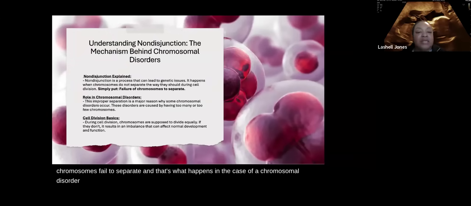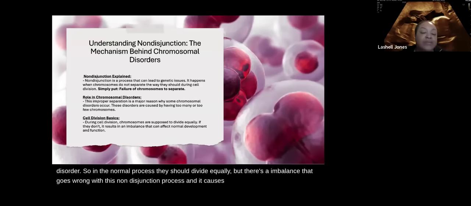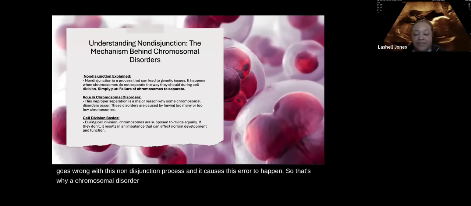So, in the normal process, they should divide equally, but there's an imbalance that goes wrong with this nondisjunction process, and it causes this error to happen. So that's why a chromosomal disorder is formed.